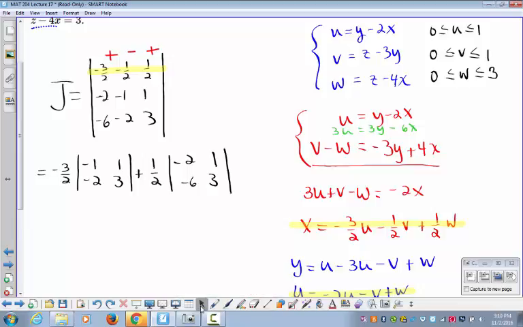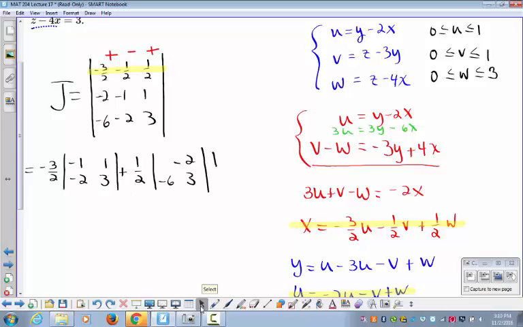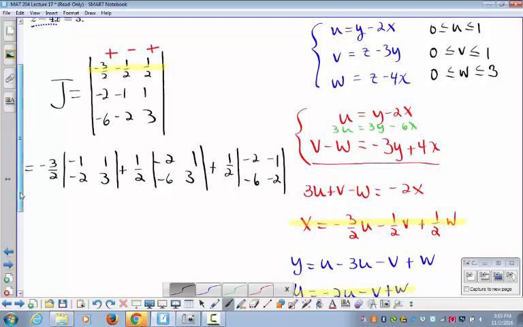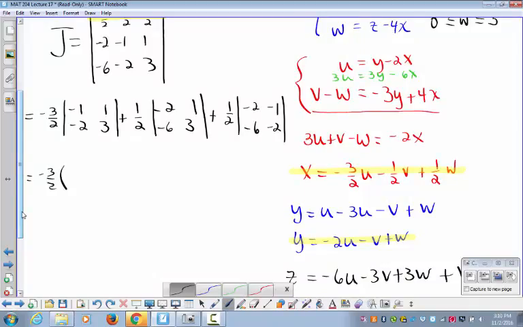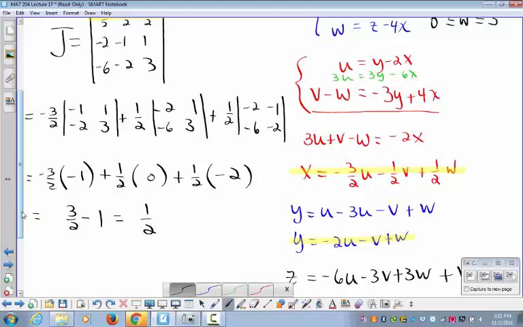And then the last piece, of course, you see the pattern now. The last piece, we take our third number, positive 1 half, matrix, cross out the row and the column, and we're left with negative 2, negative 1, negative 6, negative 2. So here we have negative 3 halves multiplied by negative 3 plus 2. Negative 6 plus 6. Positive 4 minus 6. So there is our Jacobian value.